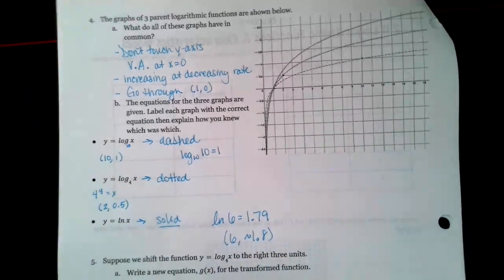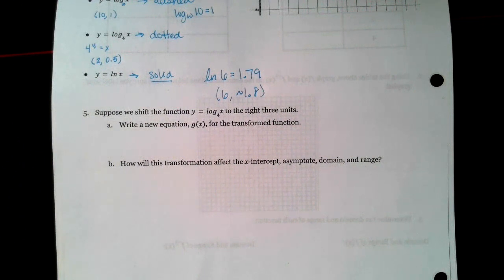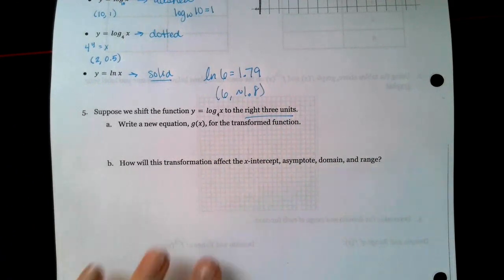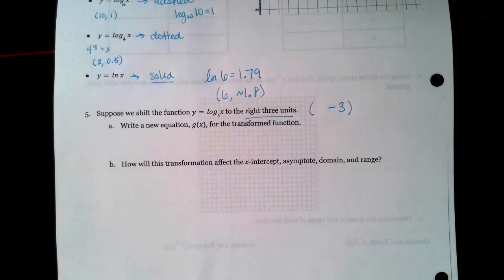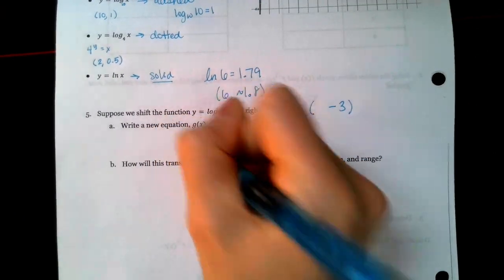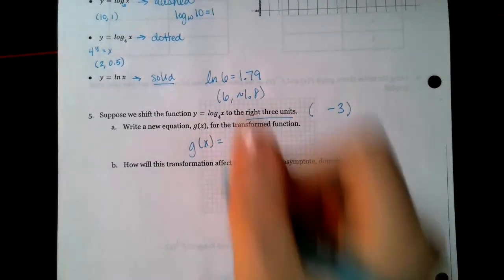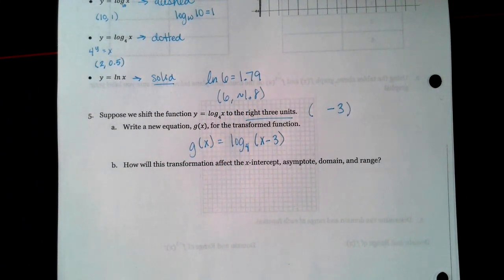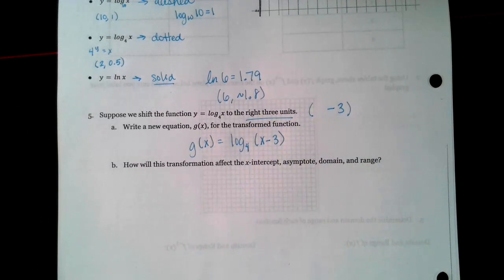So for number 5, suppose we shift our function to the right by 3 units. So we're going to think of our transformations here. If we're going right 3 units, that means we're going to have parentheses with a -3 on the inside, because we know in parentheses it's the opposite of what it looks. So if I were to write a new equation for g of x, I am so sorry, g of x is equal to, I still have my log base 4, but then I would have x minus 3, because I need this -3 to reflect the transformation of going right by 3 units.